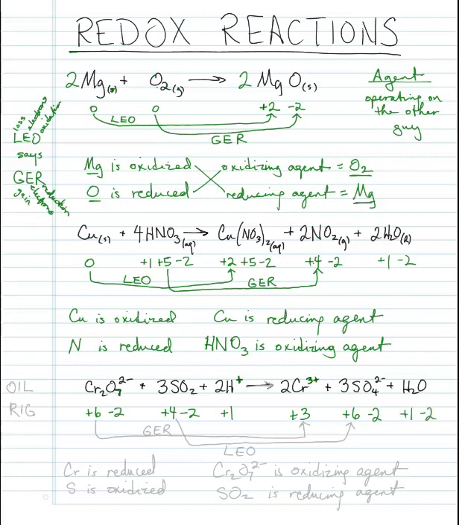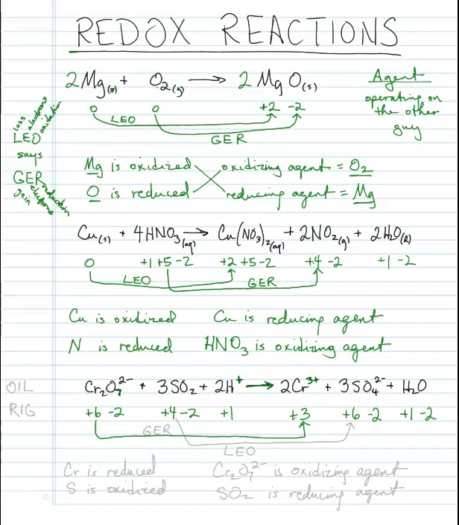Now, who changed? Looking on the left side of the arrow to the right side of the arrow, we have the chromium. Chromium has gone from a +6 to a +3. That's a change, right? Is that in the oxidation direction or in the reduction direction? Is it Leo or GER?